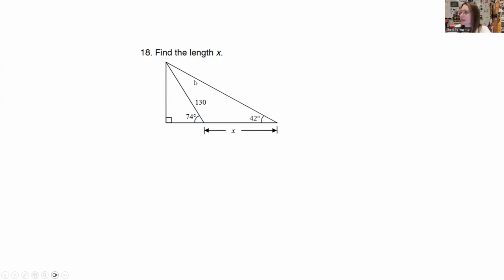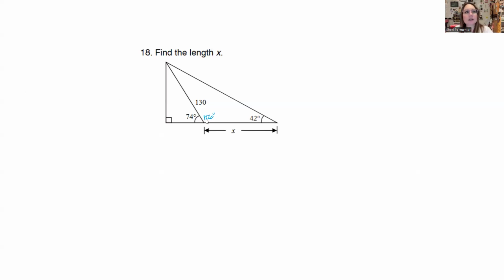But first, let's look for things that we can figure out pretty easy. If I know that this is 74, can I figure out this angle right here? Yeah. It's a linear pair. Linear pairs add up to what? 180. Okay, so type it in your handy dandy calculator and tell me what this is right here. 106. Okay, that's stuff that I can easily figure out. 106.